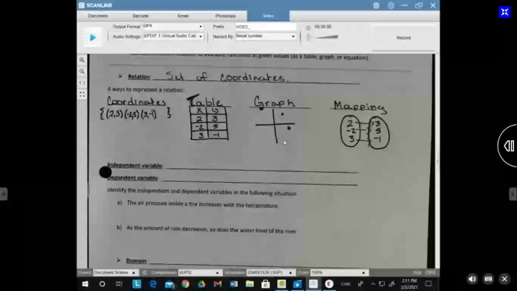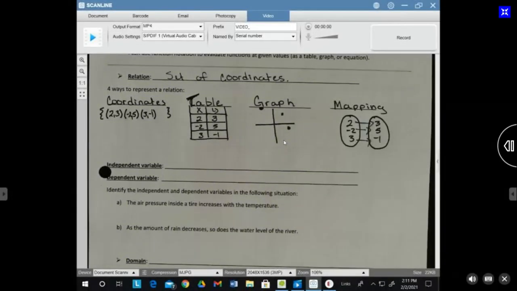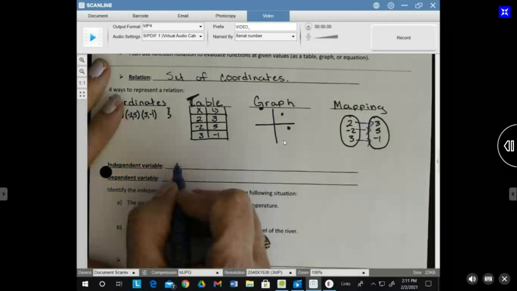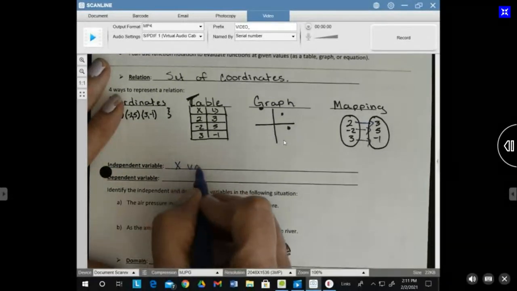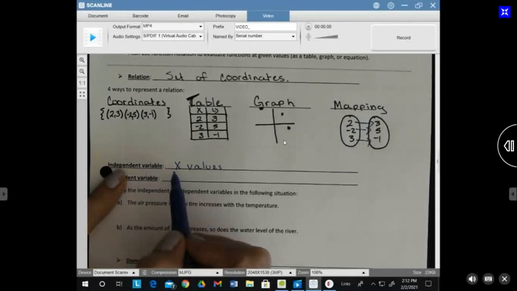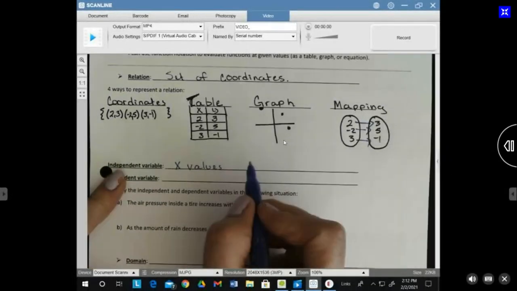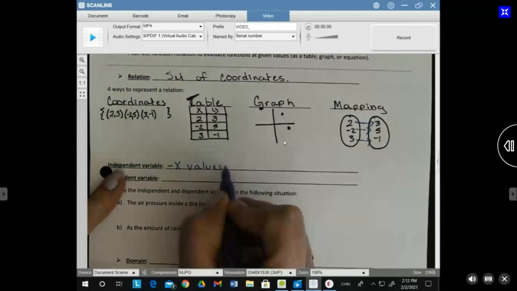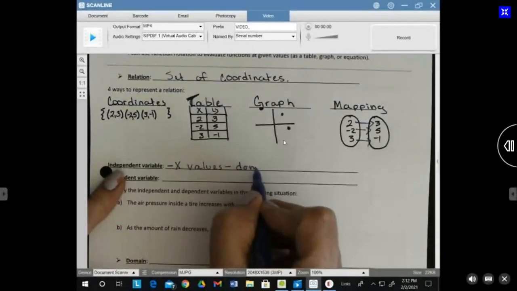All right, independent and dependent. Does anybody have those definitions from last night's notes? What did you write? My independent variable is my x values. Good. Does anybody have a couple of other names that we gave that x value? Altogether, you had 4 names last night for your x value. One was independent. The other is x. Domain. Range is going to be for my y.